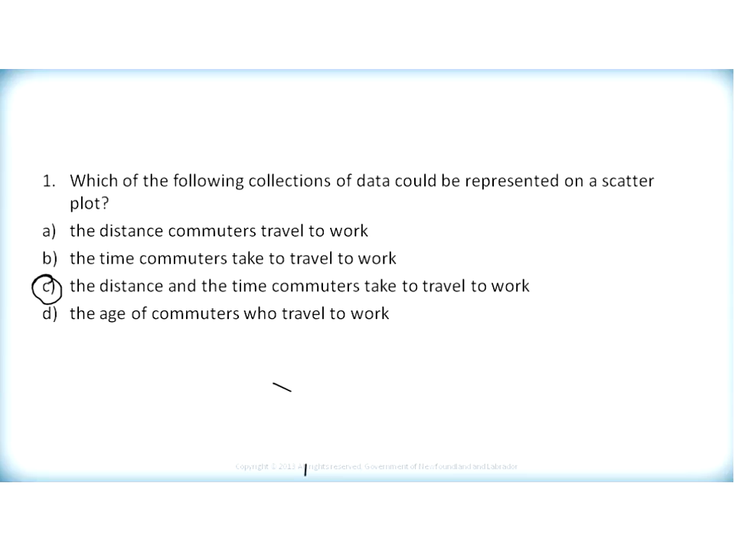And just to check on that, for D, it says the age of commuters who travel to work. Well, again, that's one variable. It's only their age, and it's completely random. So that wouldn't be a good example to try to plot on a scatter plot. So C is the answer. We have two variables, an independent distance, and a dependent time.